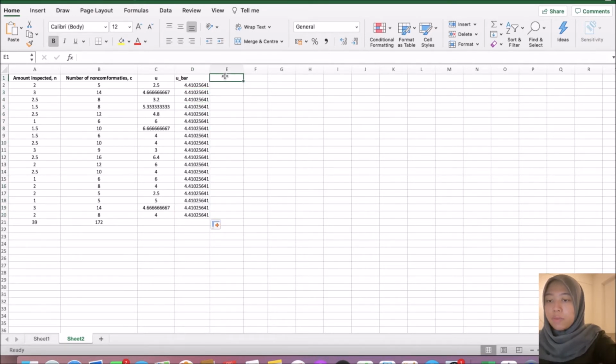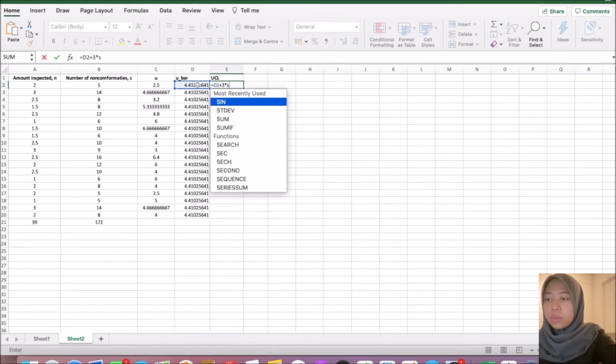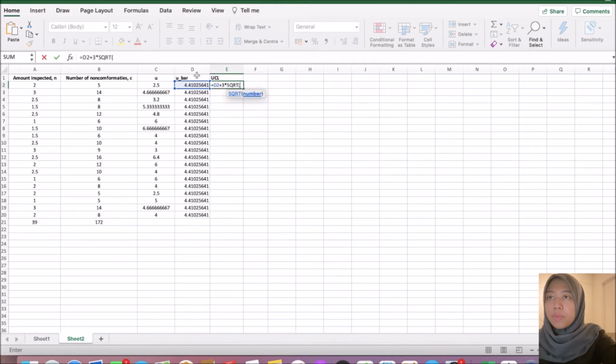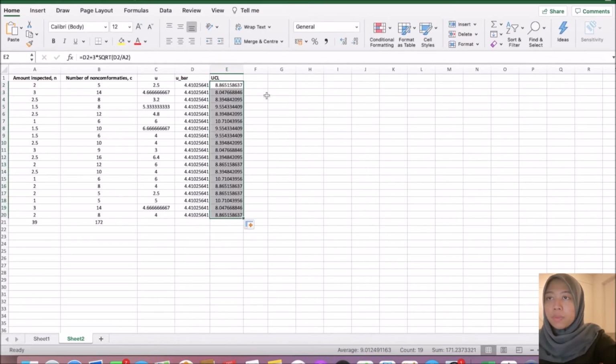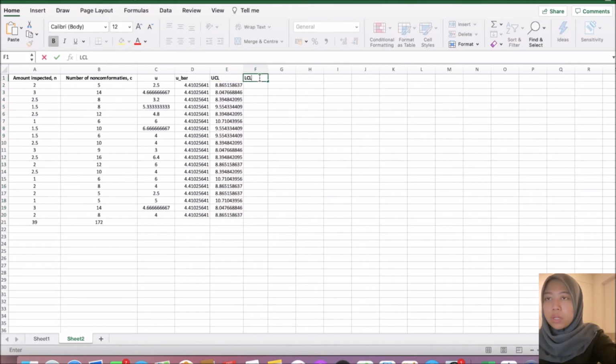Alright, and then for the upper control limit, U bar plus 3 times square root of U bar divided by n. Okay, and then drag them. For the lower control limit, U bar minus 3 times square root of U bar divided by n.